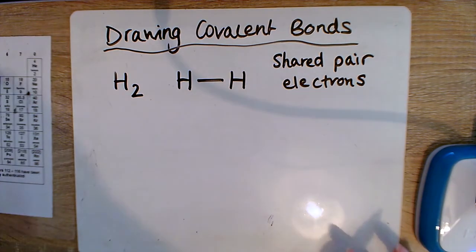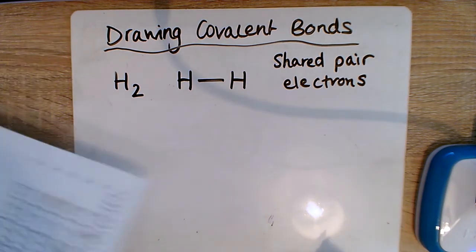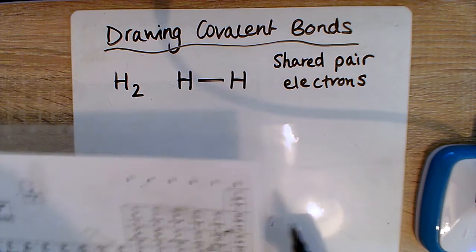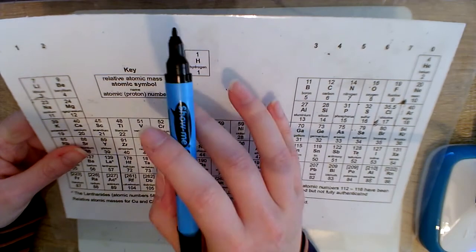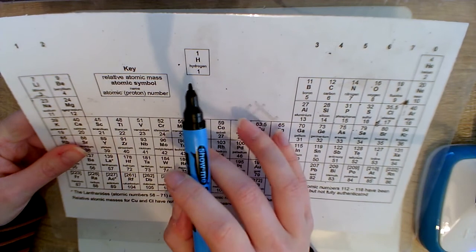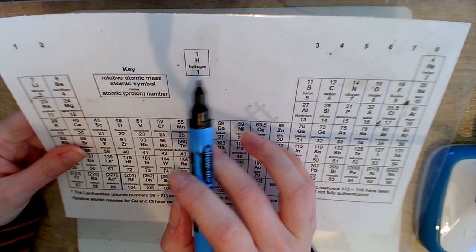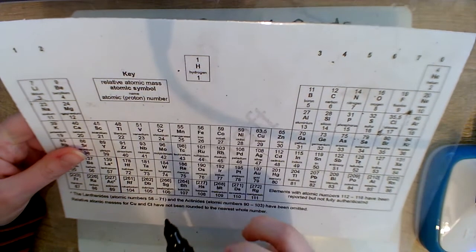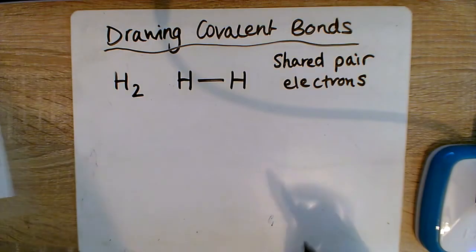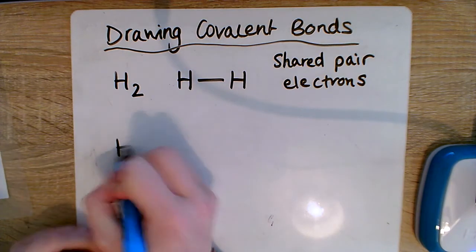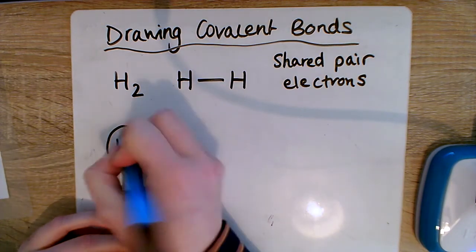So first of all, what we want to do is look at hydrogen in the periodic table, because we need to work out numbers of electrons and things like that. So if I can hold this steady, we've got hydrogen here. So we know, because the bottom number is 1, that hydrogen has 1 electron in its outer shell. So one atom of hydrogen would look like that.